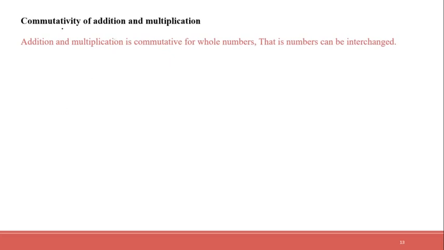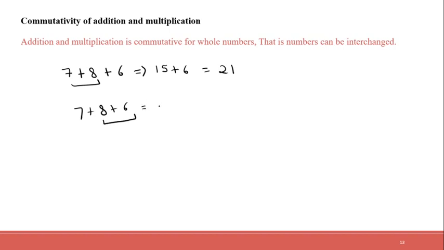Now come to commutativity of addition and multiplication. What does it mean? Here, if I write 7 plus 8 plus 6, what will be the outcome? 7 plus 8, 15 plus 6. The answer is 21, right? But I can do it another way too. That means I can just add these two first. 8 plus 6, 14 plus 7, it is 21 again. The outcome here and here is the same, 21, isn't it?